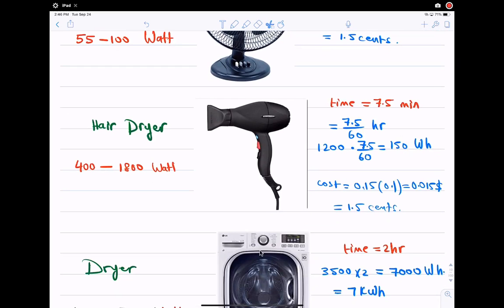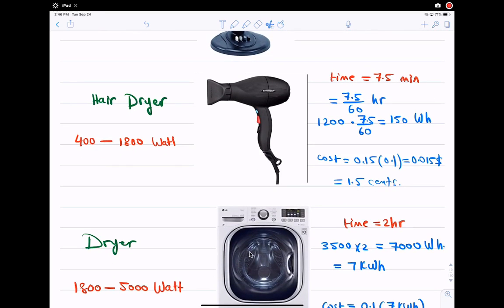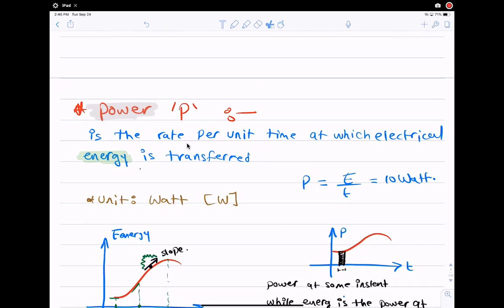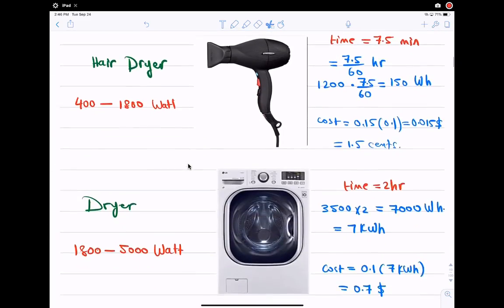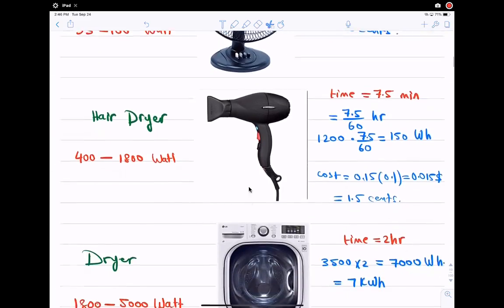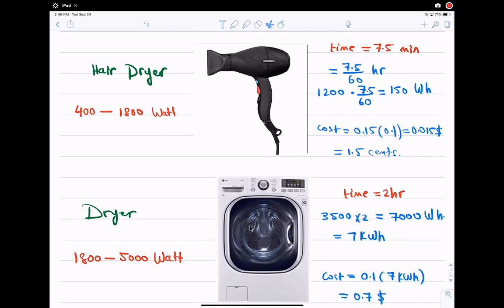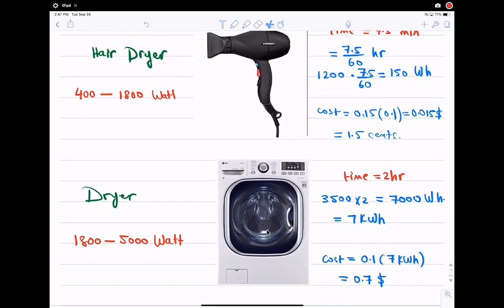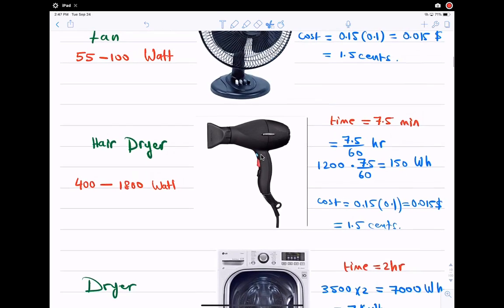If you think of it, the most power is used by the dryer machine. Why? Because if we go back to the definition, we said it's the rate per unit time, so each instant, each time at which electrical energy is transferred. Which one do you think at some instant would use the highest energy? The rate of energy, which I would say is the dryer. So power is like the effort that each machine needs to start, or how much electricity at that moment this machine needs. This is power.